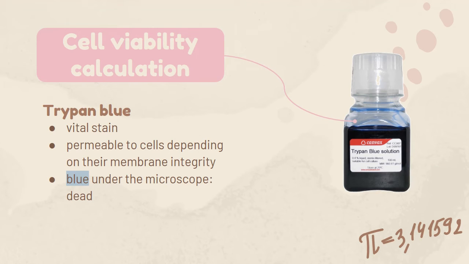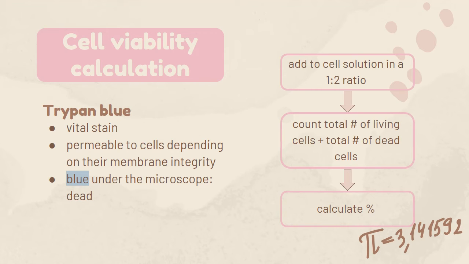To calculate the cell viability of the cell culture, trypan blue is a vital stain that is permeable to cells according to their membrane integrity. Cells visualized in blue under the microscope will be assumed dead, while the others would be considered living cells. To utilize trypan blue, add it to the cell solution in a 1:2 ratio. Then, count the total number of living cells and the total number of dead cells. And finally, calculate the percentage.